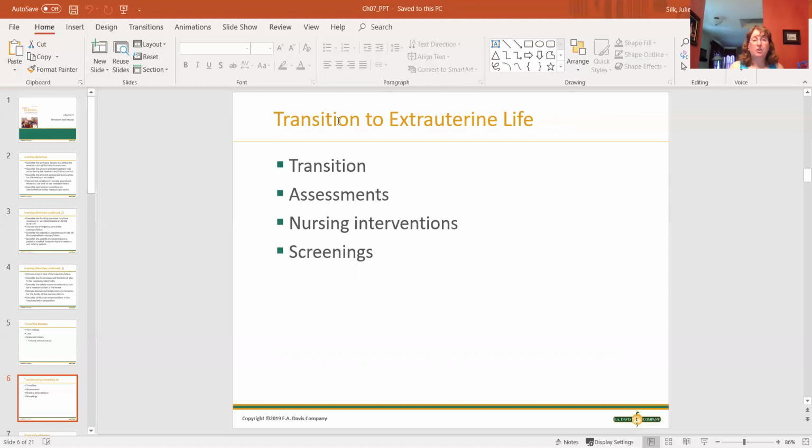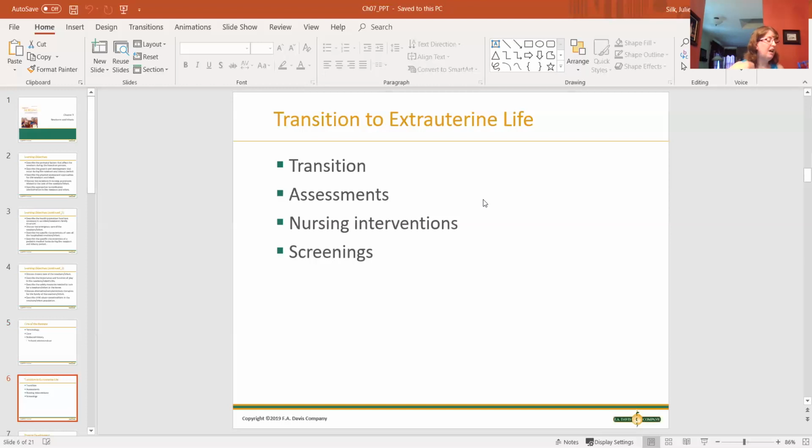Okay, so then this gets into transition to extrauterine life. As the baby transitions from being inside the mother to coming out, there are a lot of things that happen to the baby. The respiratory system goes through a transition, right? Once the umbilical cord is clamped and the infant takes his or her first breath, all body systems of the neonate transition to extrauterine life. But most significantly are the respiratory and circulatory system transitions.